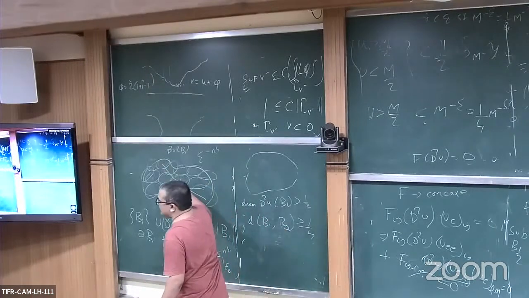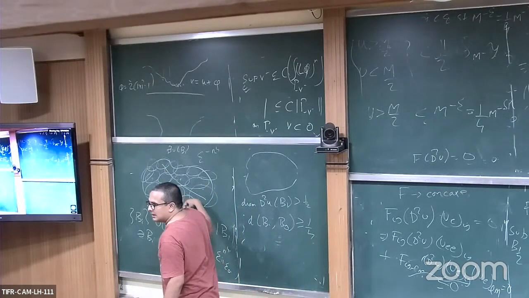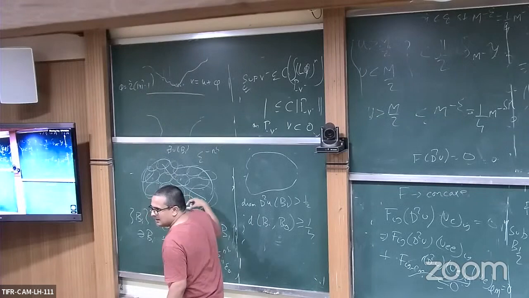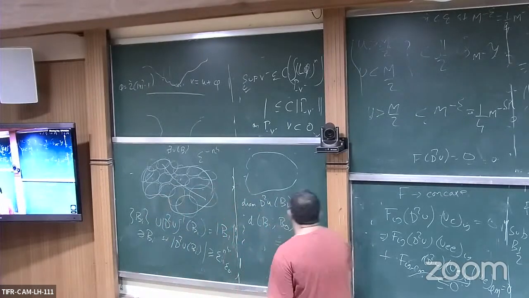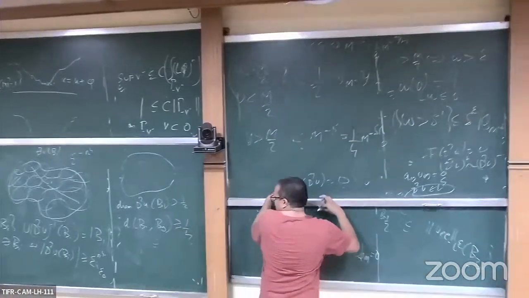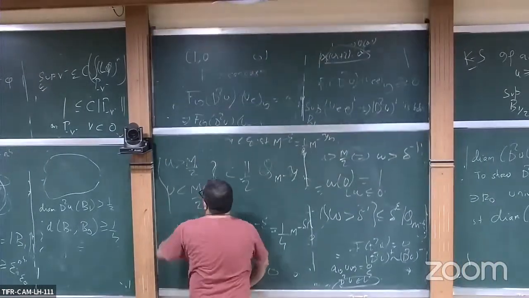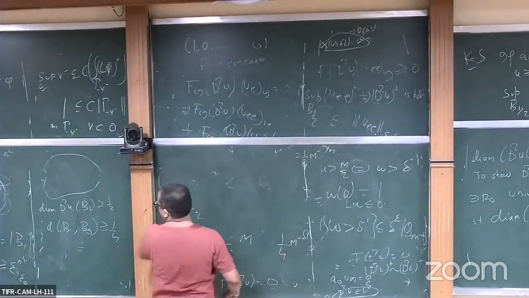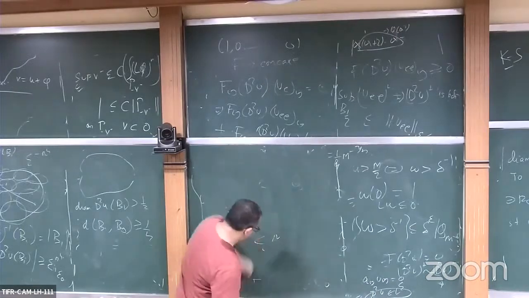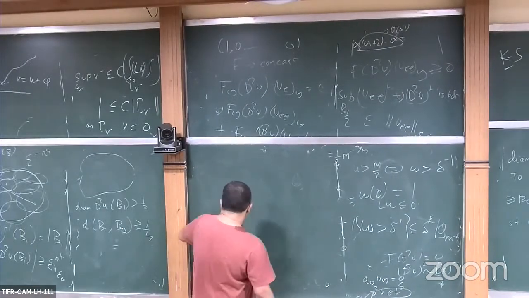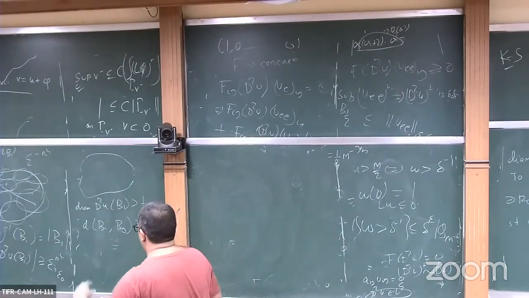Because otherwise, if both the distances are less than 1/4, the diameter would be less than half, right? You can make it 1/4, 1/16, I don't care. Okay, so now what do we do?